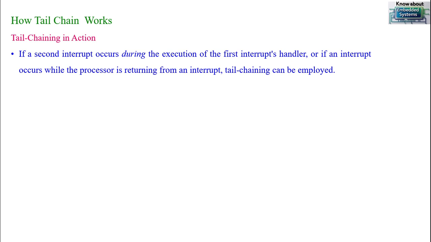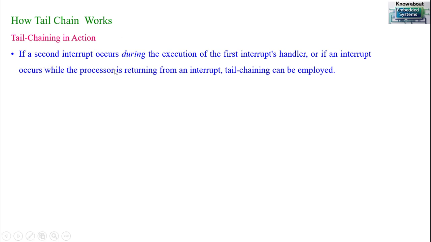So how does it work? Let us see how tail chaining works. There are three to four very simple steps. Those are all the tail chaining in action. This will come into the picture only when we have multiple interrupts, where one is in a pending state and one is in the execution stage. You can see here, tail chaining comes into the picture only when we have multiple interrupts.